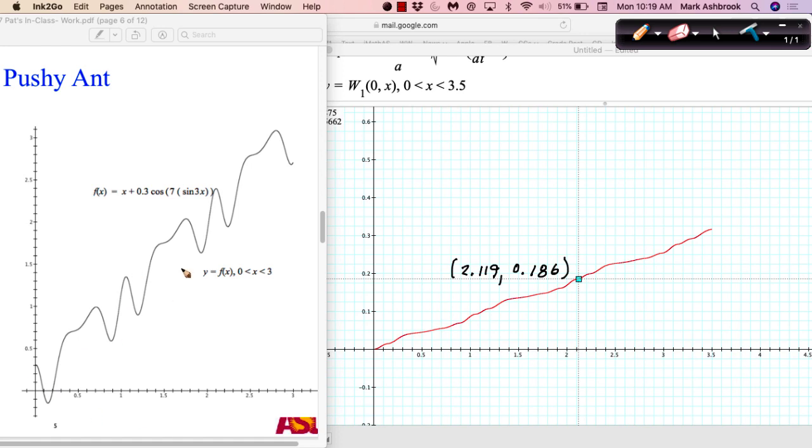Instead, it is, as the ant has walked, how much horizontal distance has it covered? 2.119. So has it walked farther or less than 2.119, say, what is this, I don't know, inches? When x is 2.119, has it walked farther or not as far as 2.119 inches? Farther, right? It's walked this whole curve. How can we figure out exactly how far it's walked when x reaches 2.119?